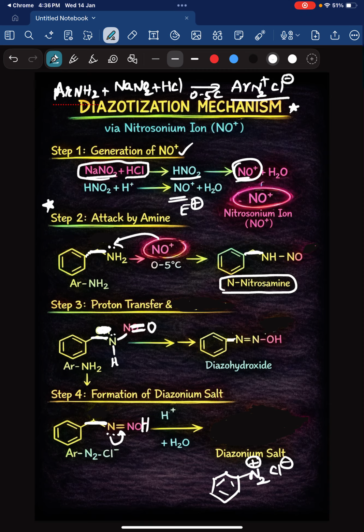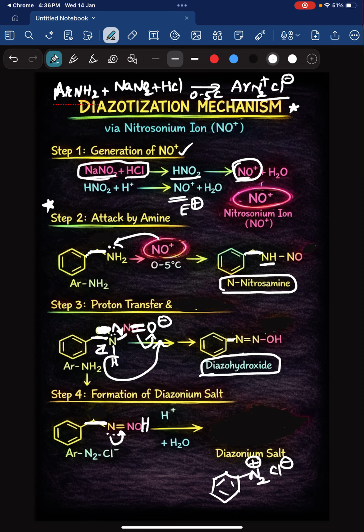Coming to the next step, proton transfer. So here we have NH and N double bond O. Here this lone pair, whenever it shifts this side, nitrogen gets 4 bonds, immediately this bond will go here. They will get negative charge and this H+ will shift to O- and this bond will go back to the nitrogen. That is how we get diazohydroxide.